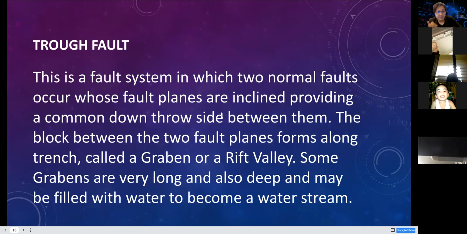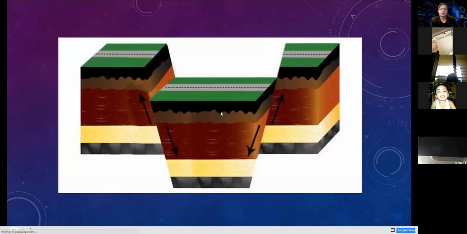Okay, let's take a look at graben and horst later. Some grabens are very long and also deep and may fill with water and become water streams. Again, this is the horst, okay, and this is the graben.